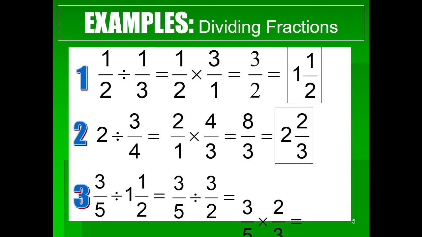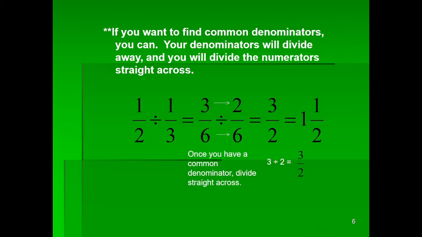We're going to flip that second fraction, and now we have 3/5 multiplied by 2/3, which, if you notice, 3 and 3 cancel each other out. And now we multiply 1 by 2 and 5 by 1, which will give us 2/5.